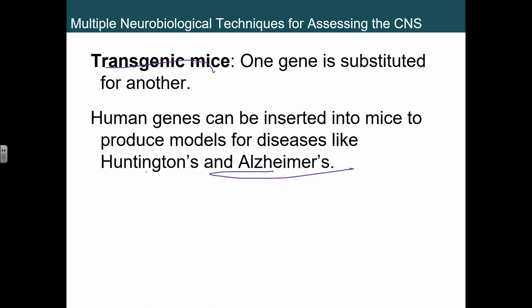Again, they do this for human disorders, right? So with Huntington's disease, we know the gene in the human that's responsible for that. We can just squirt that into a mouse. Trust me, it's more complicated than that, but you don't want to know. We'll squirt it into the mouse DNA. All of a sudden, that mouse develops Huntington's disease. We can figure out how to try to treat that.